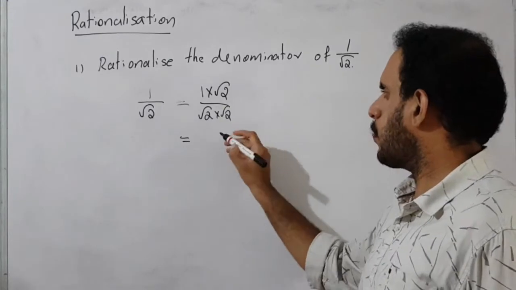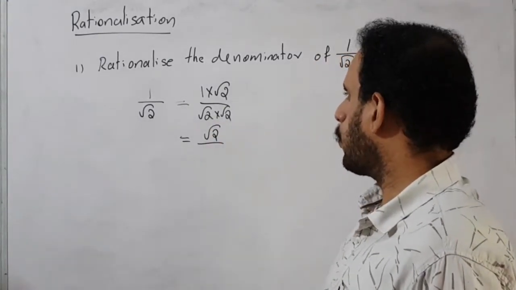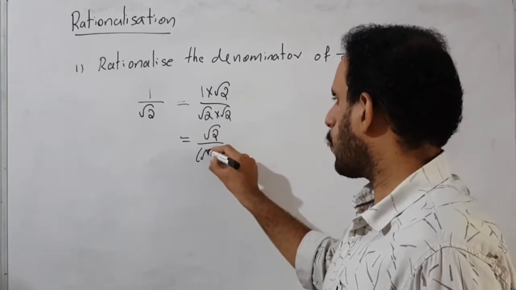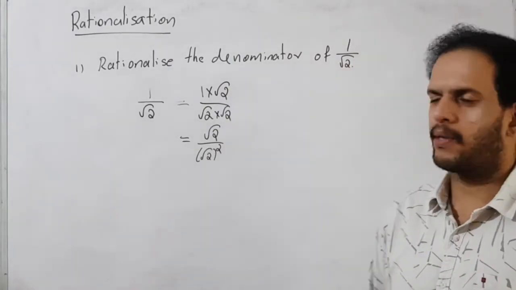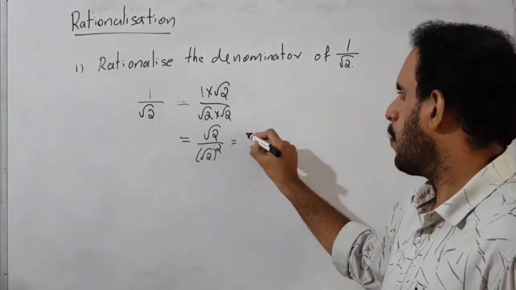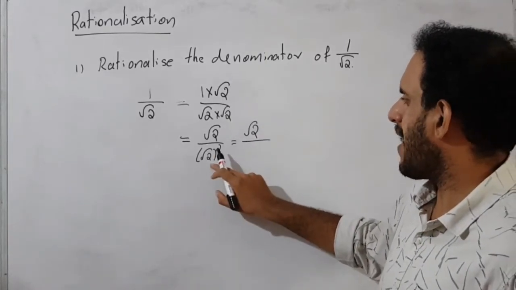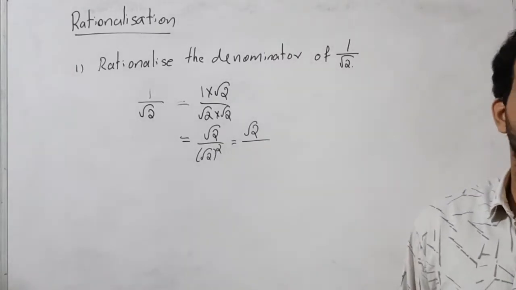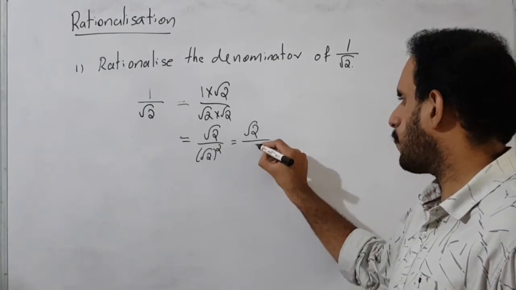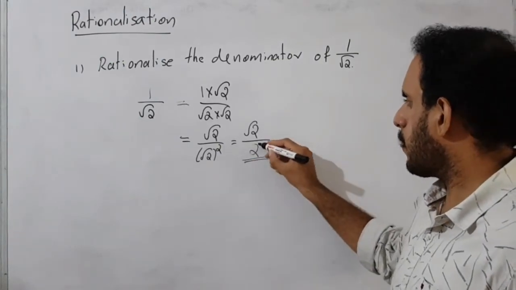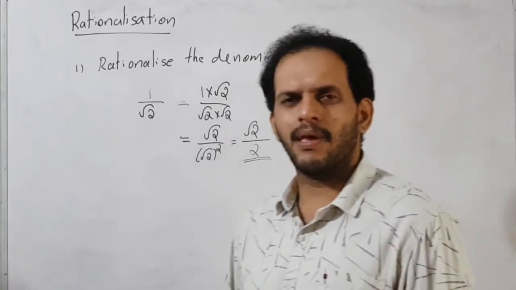So 1 into root 2 is root 2, by root 2 into root 2. Root 2 into root 2 is root 2 whole square, correct? Then it is equal to root 2 by root 2 whole square. What is root a whole square? Root a whole square is a. So root 2 whole square is equal to 2. Now it is very clear: 2 is a rational number. It is not an irrational number.